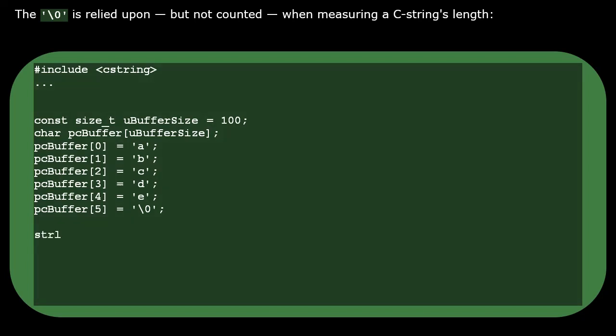You can call this string length function to measure how many characters are in a particular C string. Notice that although string length depends on the existence of a null character to know when to stop measuring, that null character is not included in the final count. This string length function returns 5, not 6.